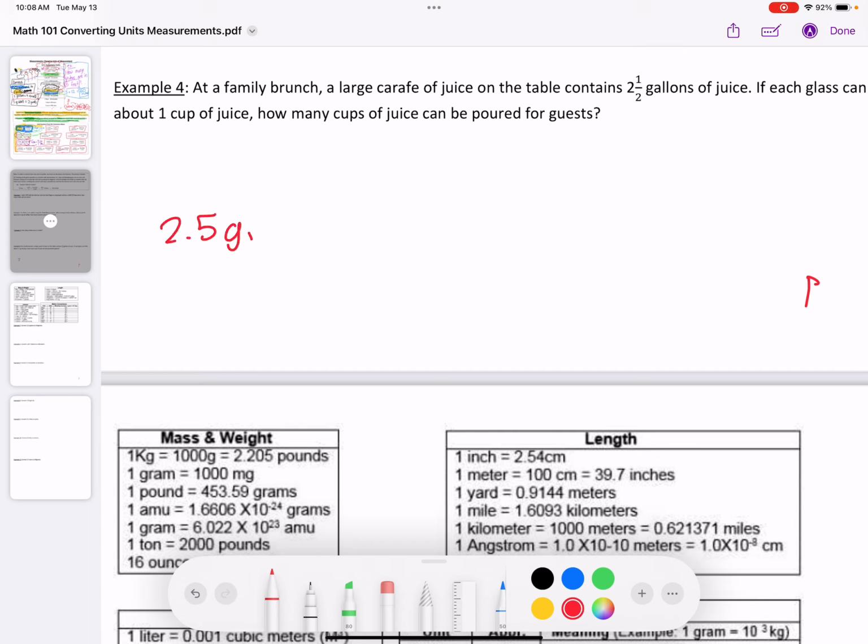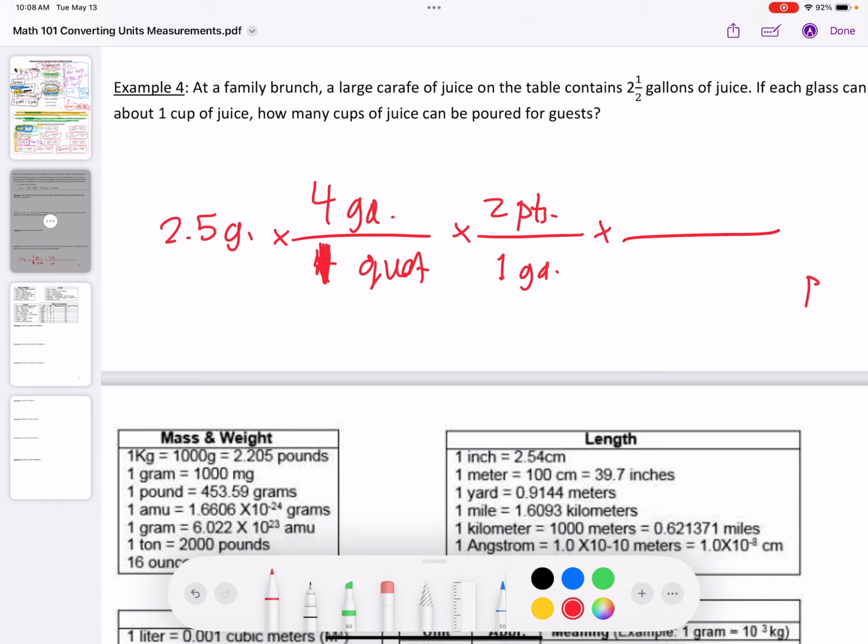2.5 gallons. And then what we do, it was 1 gallon is 4 quarts. And then it was 1 quart is 2 pints. Sorry, now we got pints. I want the same unit in the denominator. 1 pint is 2 cups. Finally, that's going to do it for us.